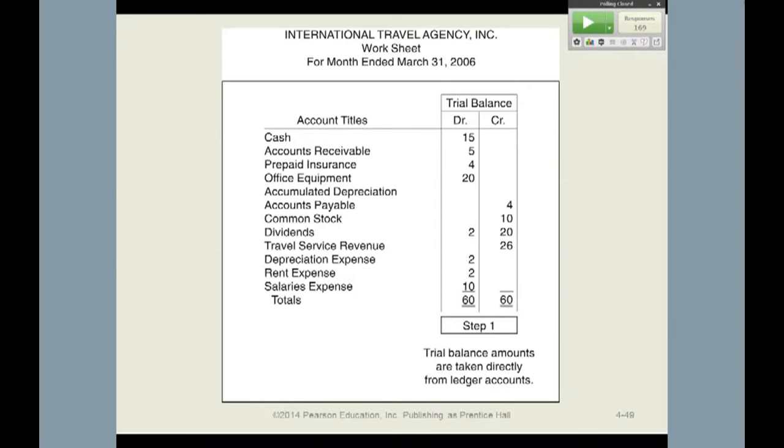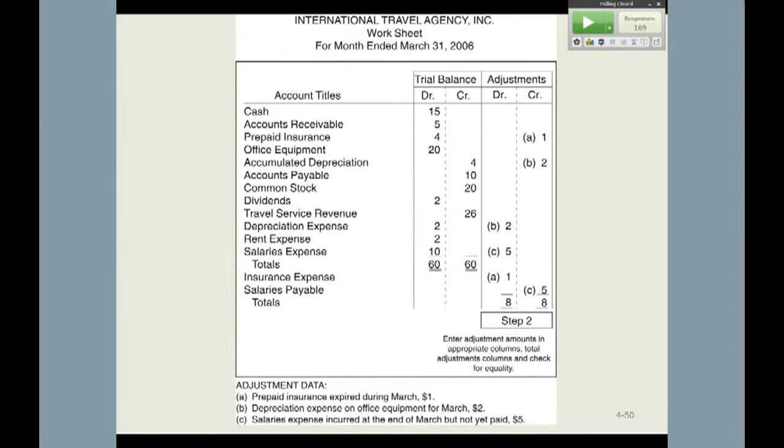What type of adjustments are the first 2? The prepaid expense and depreciation. Are they accruals or deferrals? Those are deferrals. And obviously the salary expense is an accrual. When you look up at the trial balance, and this one, by the way, is lined up properly, it'll tell you that you've got prepaid insurance of 4. The data told you that insurance used up was 1.